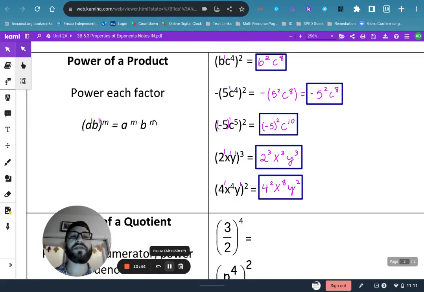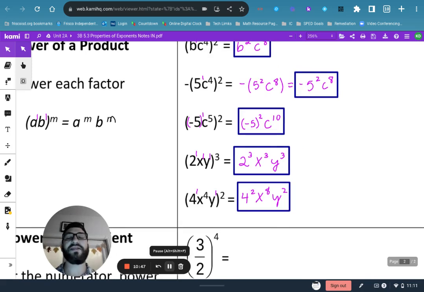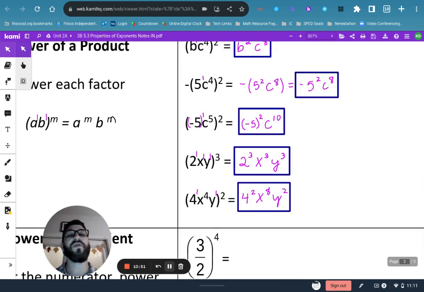All right, so let's talk about these. So we have negative parentheses 5 to the first, c to the fourth, and that's all to a second power. So the squared is going to get distributed into the 5 to the first and the c to the fourth. So that becomes 5 squared and c to the eighth. I still have that negative on the outside though, so it becomes negative 5 squared c to the eighth. I want you to see the difference between those two.